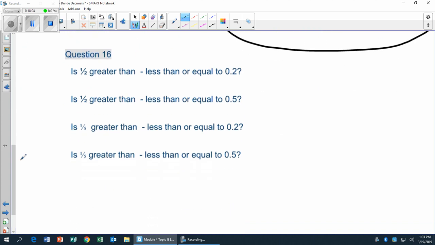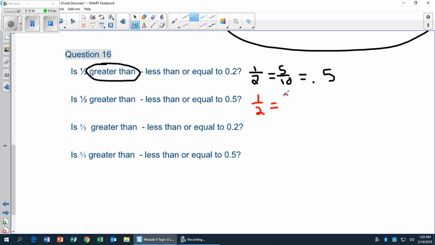Question 16. We're working with fractions and decimals. So the first thing that I would do is take each of these fractions and make them out of 10 if I can, which in this case, for the first one, I can. So I'm going to look at this. 5/10, is it greater than, less than, or equal to 2/10? And I know that it's greater than. So the next one, we're going to take our half again, and we're going to change it to tenths. And 5/10 and 5/10 are equal.